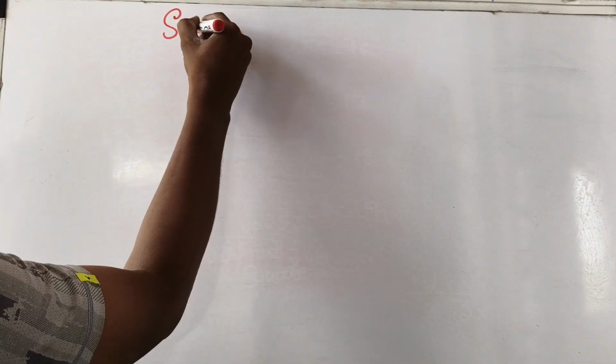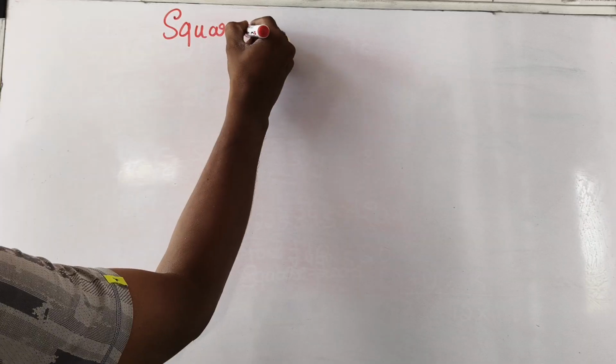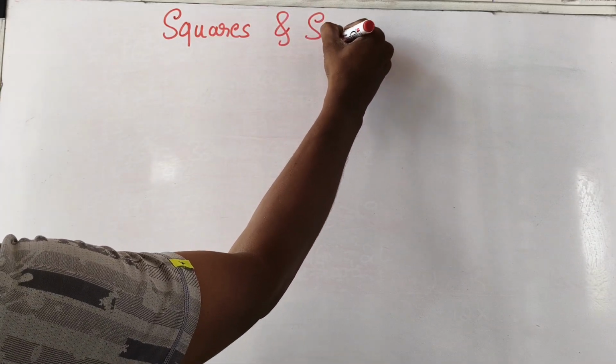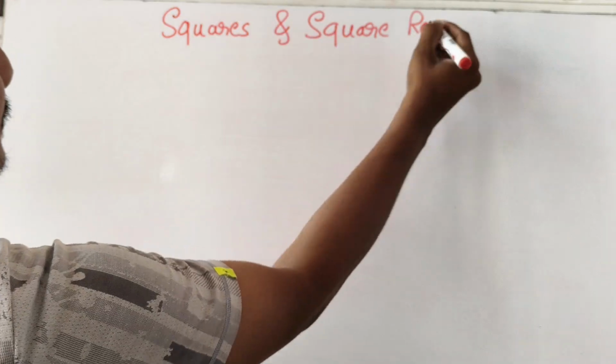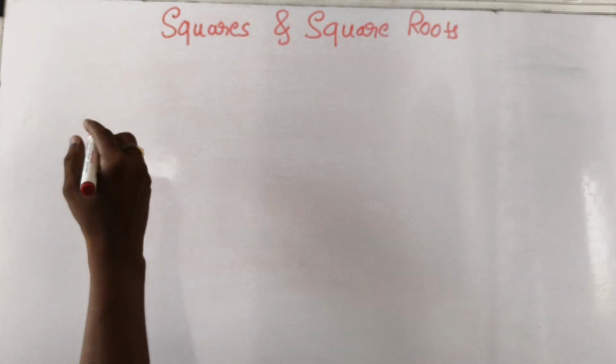Dear students, let us learn one of the very basic concepts in mathematics, that is squares and square roots. In this, I am going to write the square numbers and square roots from 1 to 30.